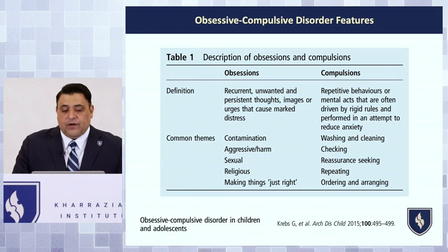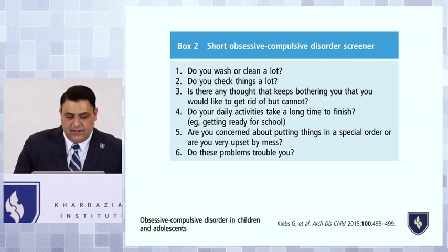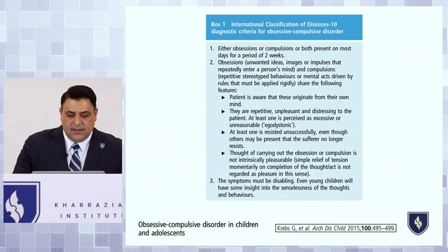Now, if it happens overnight and acutely, you think of things like PANDAS and PANS. If it's just developing and hasn't been overnight, you start to think about the frontal lobe. The most common screening questions: do you wash or clean a lot? Do you check things a lot? Is there any thought that keeps bothering you? Do you have daily activities that take a long time to finish? Are you concerned about putting things in special order? Do these problems trouble you? Those are the basic symptoms for OCD.